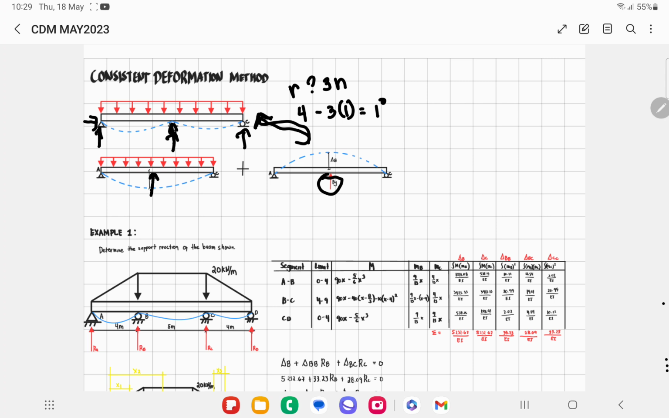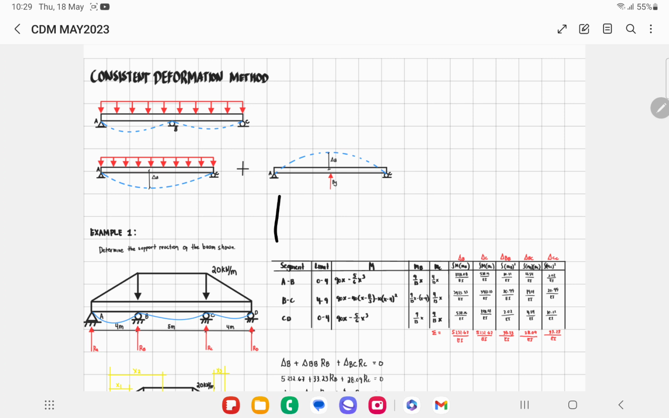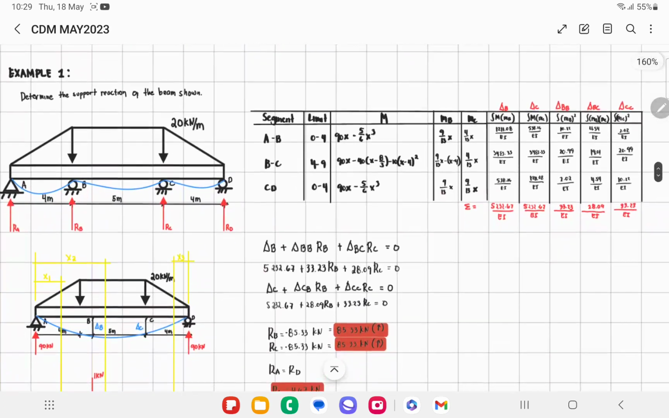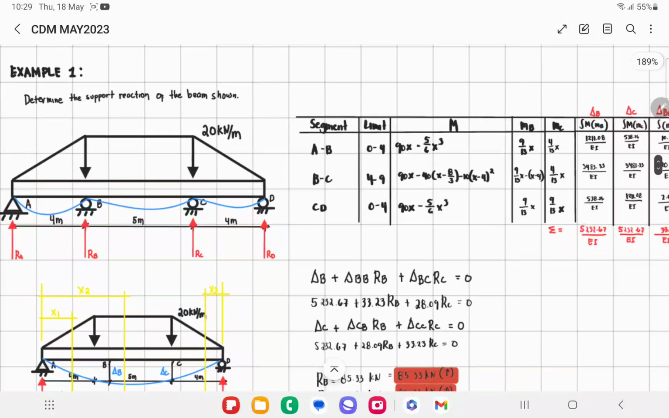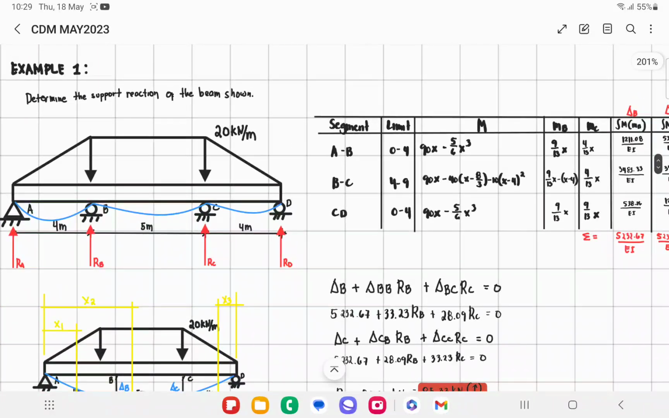Okay, so let's proceed to the real problem. Okay, burahin ko lang to. Okay. So this was our problem. Determine the support reaction of the beam shown. So first is we have to determine the determinacy of this beam. Okay.